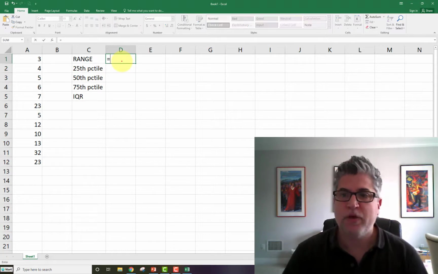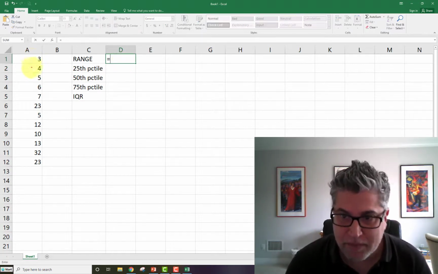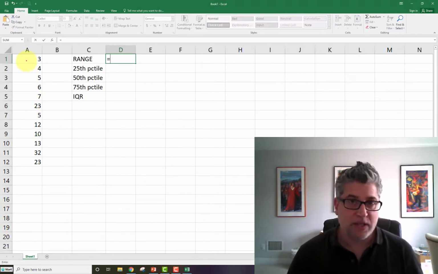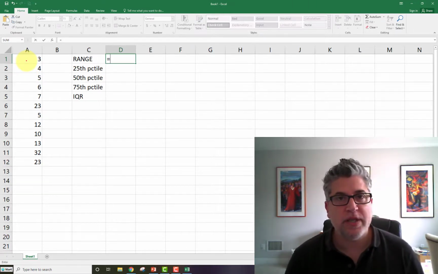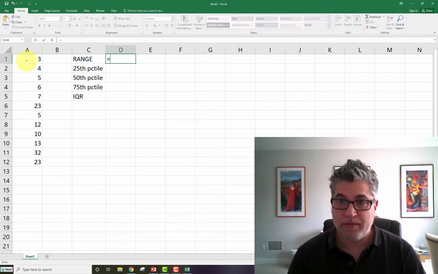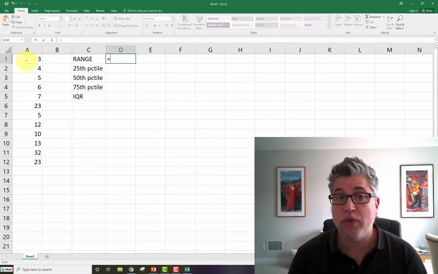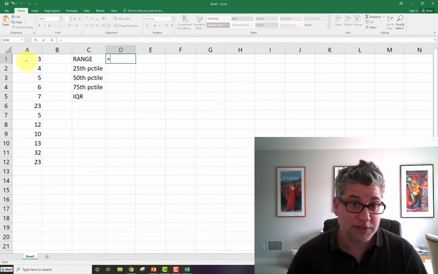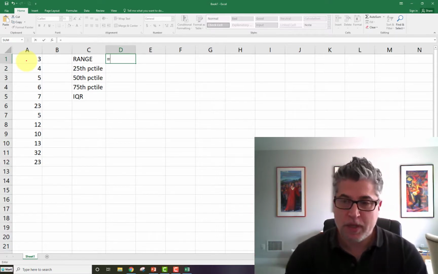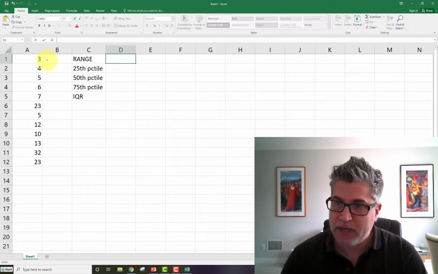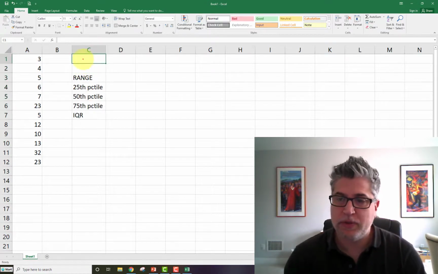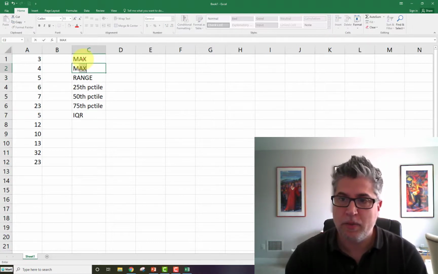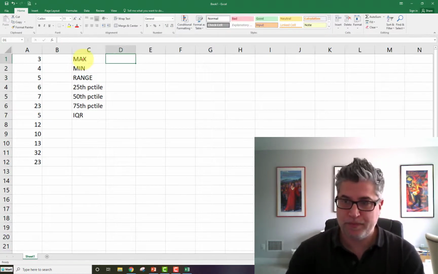Now, how can we do this without actually having to find by hand what the biggest number is and the smallest number? Well, fortunately, there's an Excel function called max and another one min that tells us our biggest and our smallest, and then we can just subtract those two numbers. So, in fact, let's just squeeze those in here. Let me move this down, and we'll do max, and we'll do min, and then we'll do range.